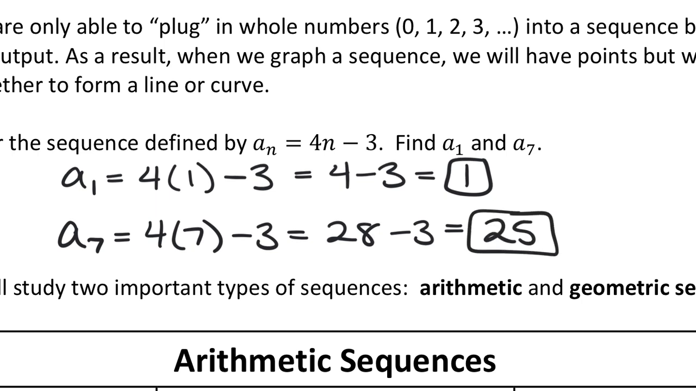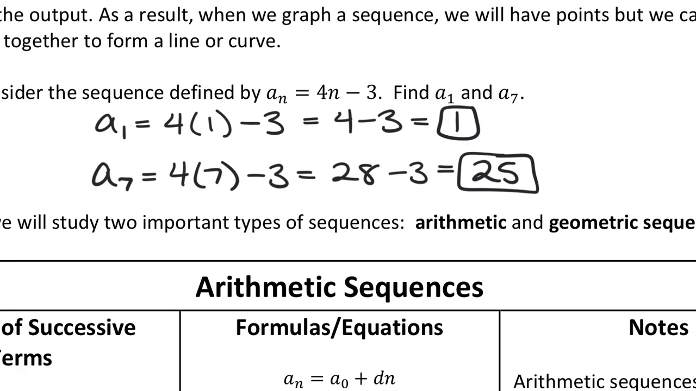Sound good? That's kind of the basics of the way the notation for sequences is put together. a sub n represents the output, where n is the input. So it still tells you inputs and outputs. It's just a sequence instead of a continuous function.